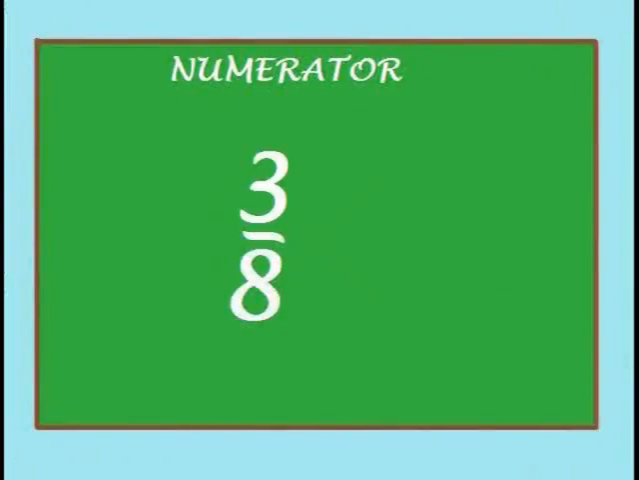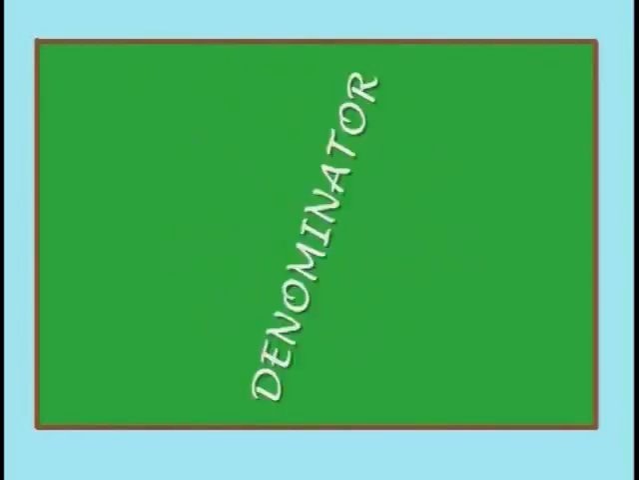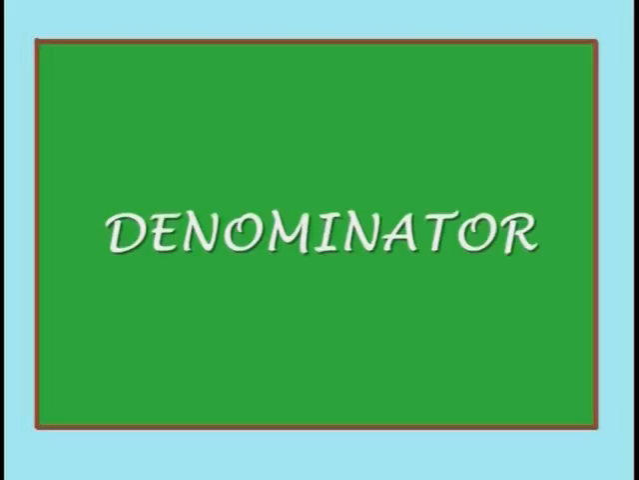The first number is called the numerator. This is the number above the line. The next number is the evil denominator. This is the number below the line. The denominator is the complicated one, always making things difficult for people like you and me. Come on, I'll show you.